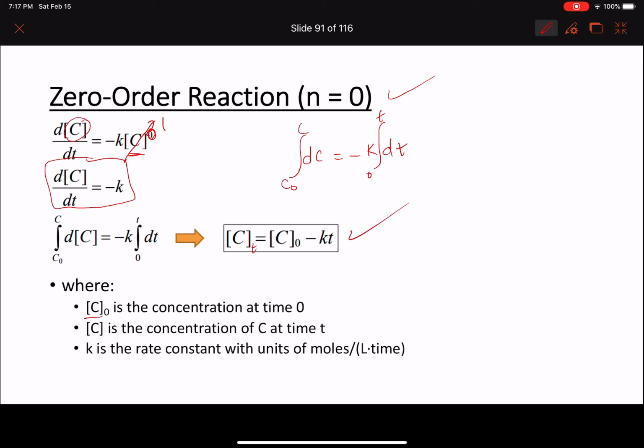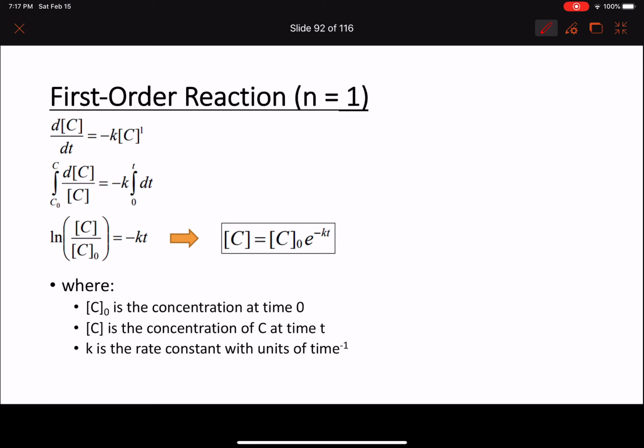C naught is the initial concentration, and let's just put C_T as the concentration of C at time T. Time half an hour, time 2 hours, time 3 hours, of course, and it will change with this T. And k is the rate constant with units of mole per liter per time. Okay, now the first order reaction, same equation, but here you put to the power 1: minus k C to the power 1.